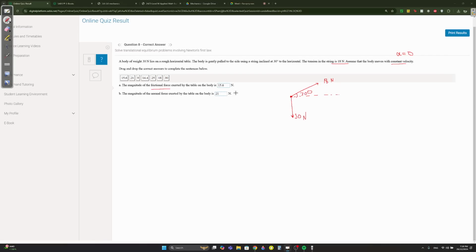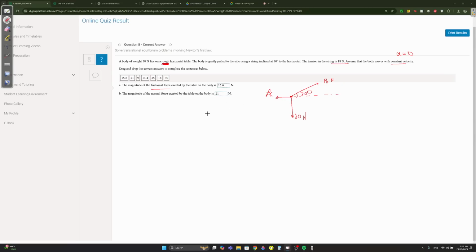How much is the friction exerted by the table on the body? We know that it's being pushed to the right, yeah? And they said something. They didn't say friction? Yeah, they said it's rough. So what does that mean? There is friction. So we have our free body diagram now. It's being pushed to the right, there's friction. How much is the friction?